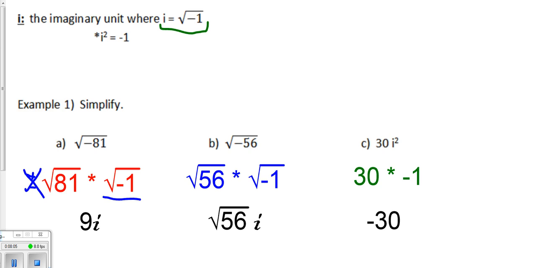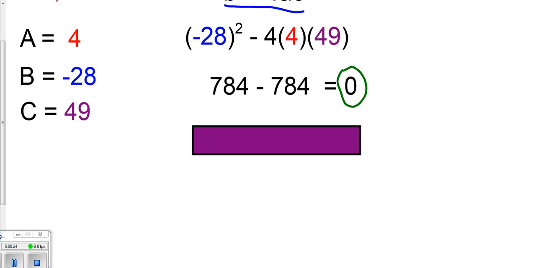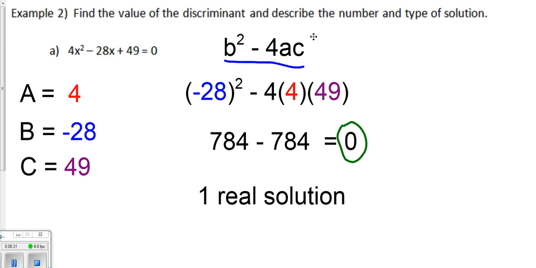Now, looking back at our table, when the discriminant is 0, this one right here, there is one real solution. It'll look something like this. The parabola will either go up or go down, but that vertex will touch right on the x-axis. So there's only one solution. Because it is 0, we would say there is one real solution. And that's how we use the discriminant to find the number and types of solutions.